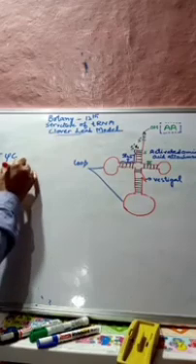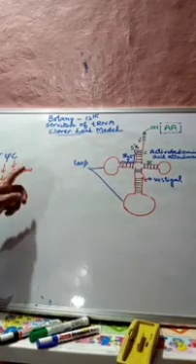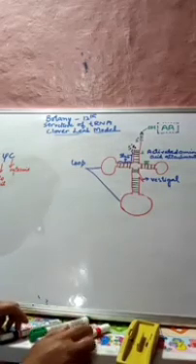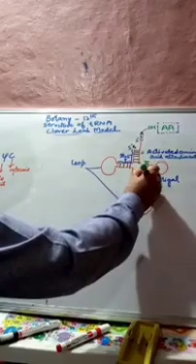And this C is the cytosine. Now we have the third arm. This third arm is the variable arm. It is also called the vestigial arm.